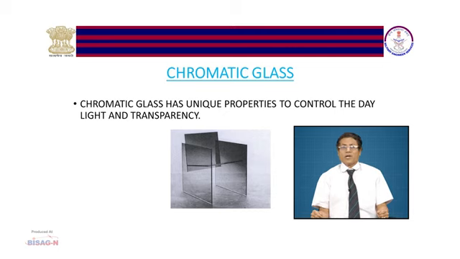Chromatic glass has unique properties to control the daylight and transparency. Unique properties means photochromatic, thermochromatic and electrochromatic. Photochromatic, in which the light is visible, and thermochromatic, in which the temperature and heat can be measured. And in electrochromatic glass, the transparency can be controlled by an electric switch.